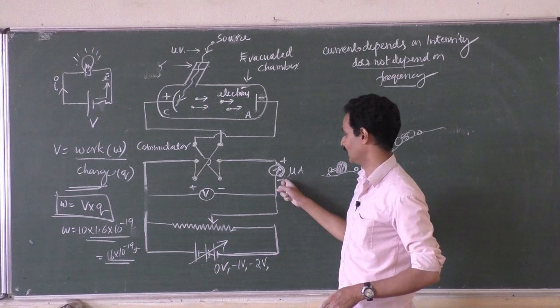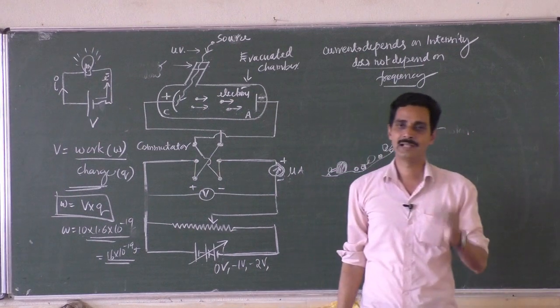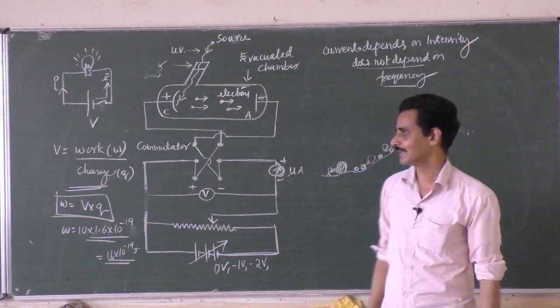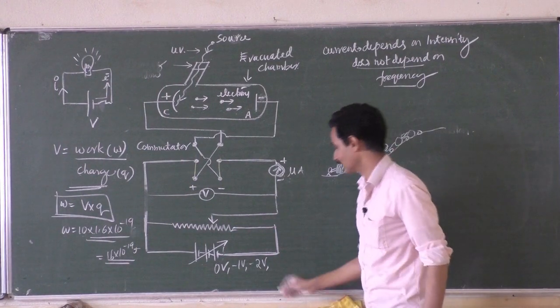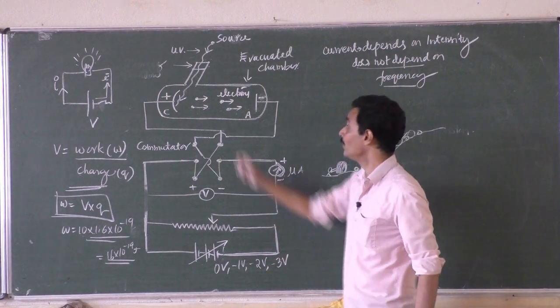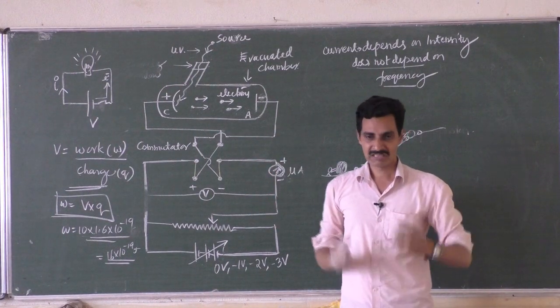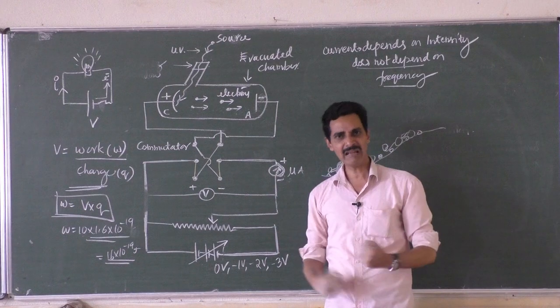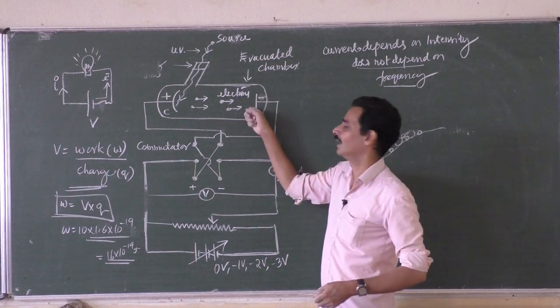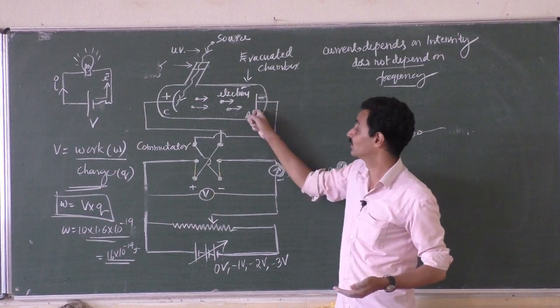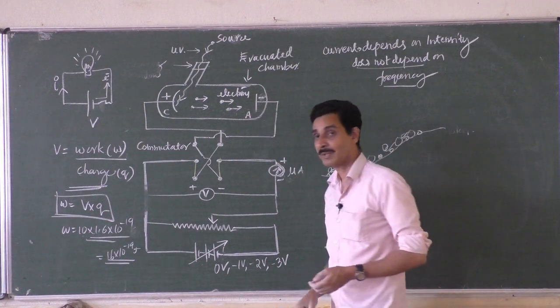What happens to the photoelectric current? It goes on decreasing, and decreasing, and decreasing. Now as I go to minus 3 volt, a few more electrons cannot reach here, but among all the electrons, some may still be energetic, and they may reach here and complete the path, and produce current even though this is negative potential, even for minus 3 volt.